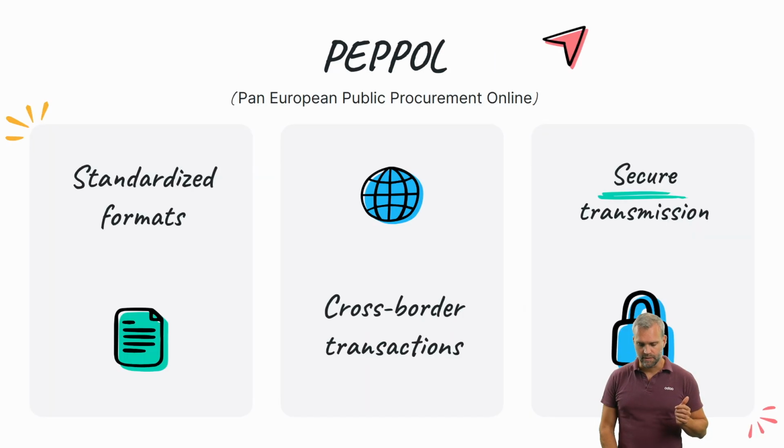All right, so let's see a little bit about PEPPOL. As you can see from the name, it is a European platform that we're going to be using to exchange documents. It doesn't always have to be invoices, it can be other types of documents. But the main advantage, obviously, is that we're going to be using standardized formats.